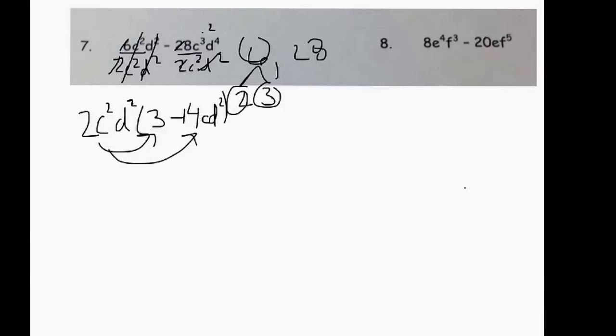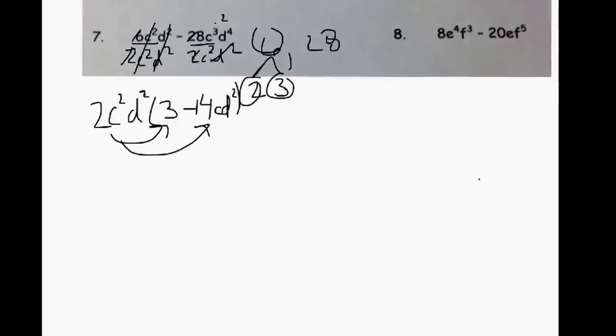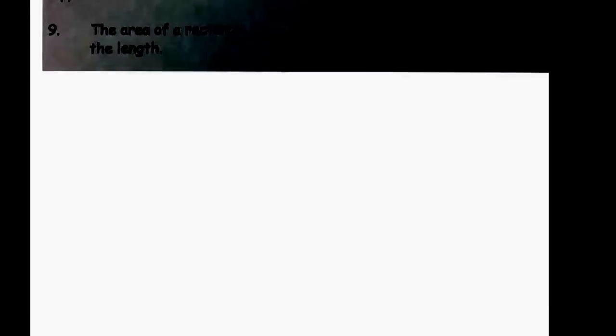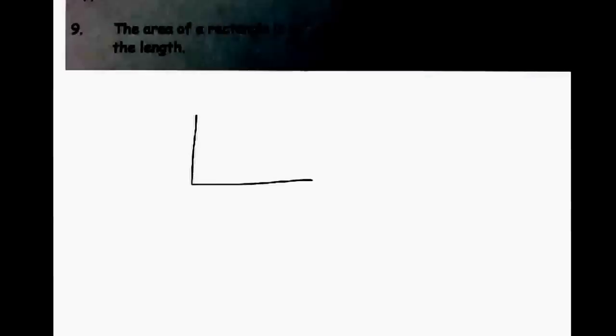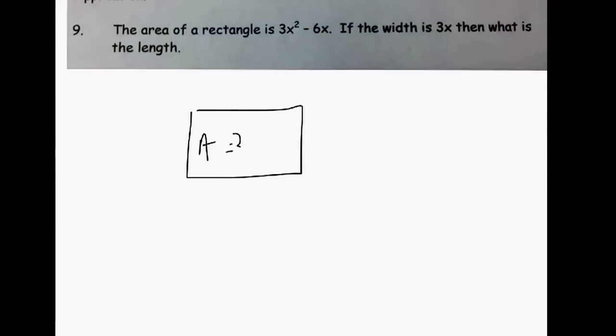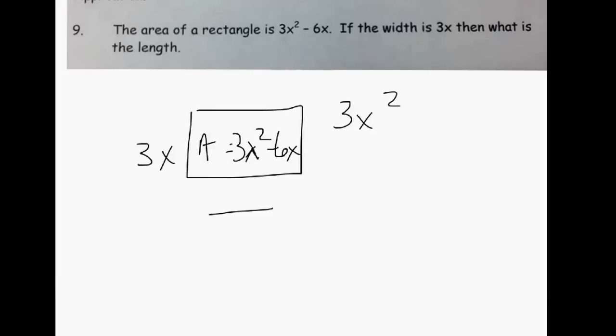Okay. We're going to skip ahead to number 9. The area of a rectangle, so the inside is 3x squared minus 6x, and one of the sides we know is 3x. We learned back in the last lesson when you are trying to figure out the missing side, it's a division problem. So you're taking 3x squared minus 6x, and you're going to divide out, kind of like it's the GCF, you're going to divide out 3x.